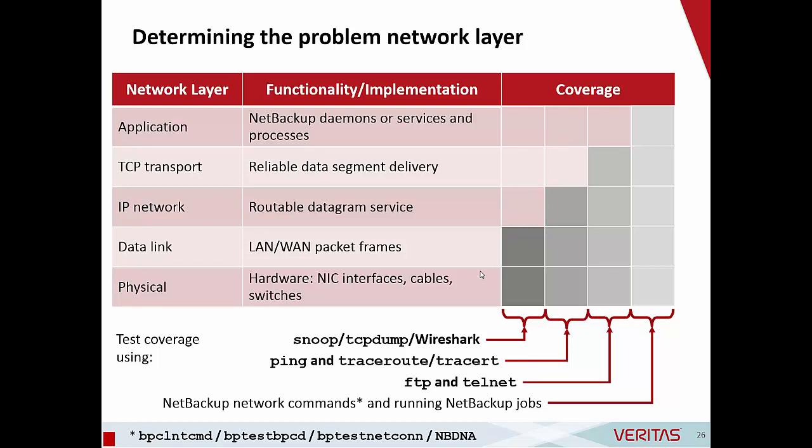Moving up a level to the data link level, okay, the physical network looks fine. Let's make sure we can move some packets. Let's see if we can ping. Let's see if we can trace route between hosts. If the link looks good, let's move up a level to the IP level and see if we can really exchange information, actual data between hosts. FTP is a great method for this.